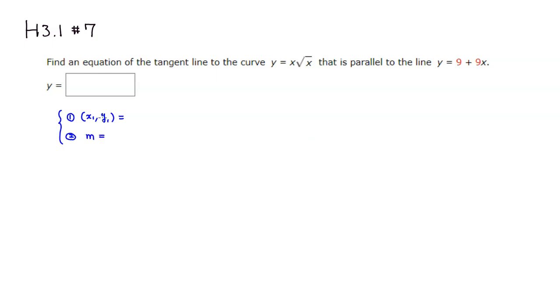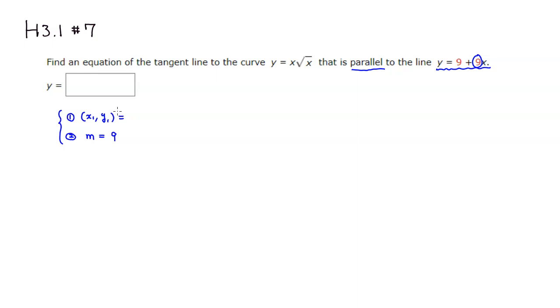In this case, it says that it has to be parallel to this given line, whose slope is just the coefficient in front of x. So this is the slope right here. And since it's parallel to this line, it's going to have the same slope. So we already know that m is equal to 9 in this case. But we don't know the point x1, y1, so we have to find it.